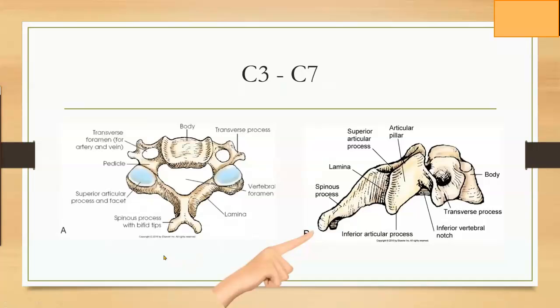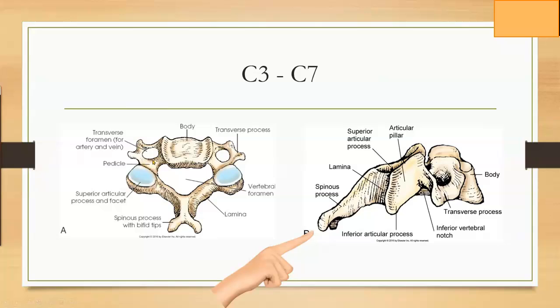C3 through 7 are more typical. As we talked about and discussed last week, we have the body, which is the most anterior portion. Off of that, we have the transverse process with the transverse foramina there. Posterior to that, we have the articular processes or the facets. You see the laminas in between, and the spinous process with the bifid tip.